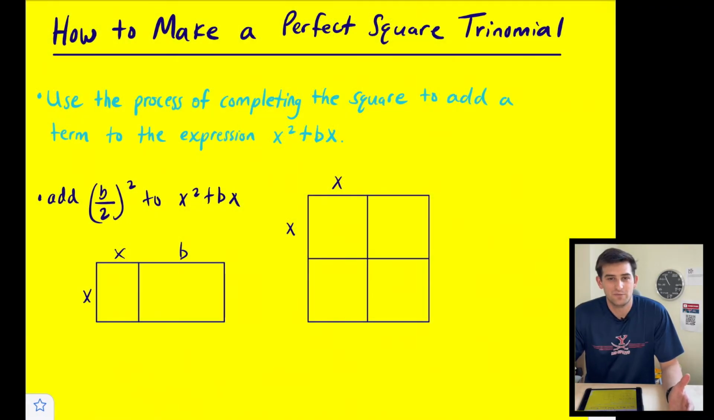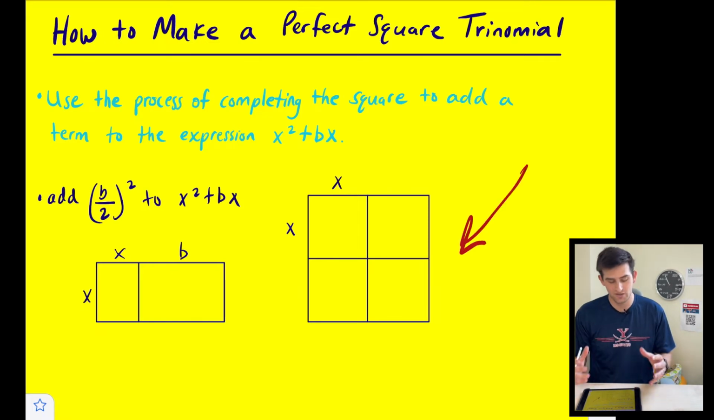What is a perfect square trinomial and how can we make one? Let's find out. So we're going to use the process of completing the square to add a term to the expression x squared plus bx. When we call it completing the square, it's because we are actually completing an actual square, and that's what we see right here in this diagram. We're going to fill this in just a second.